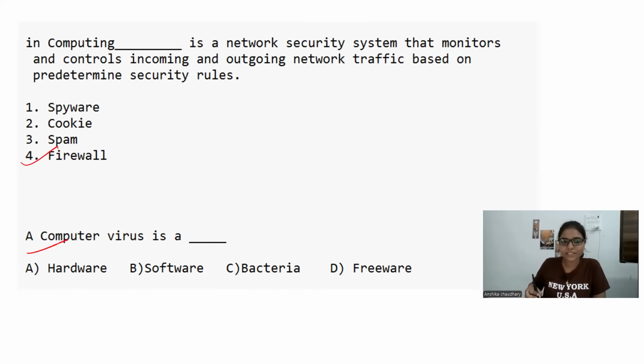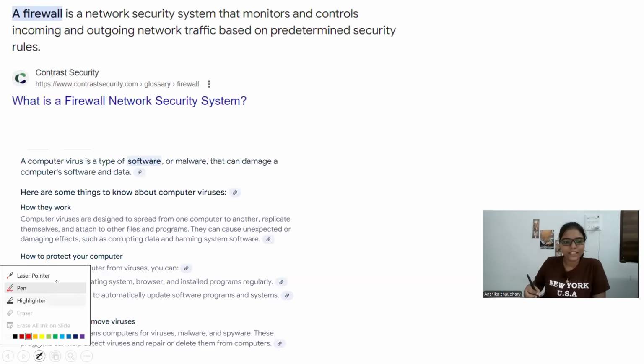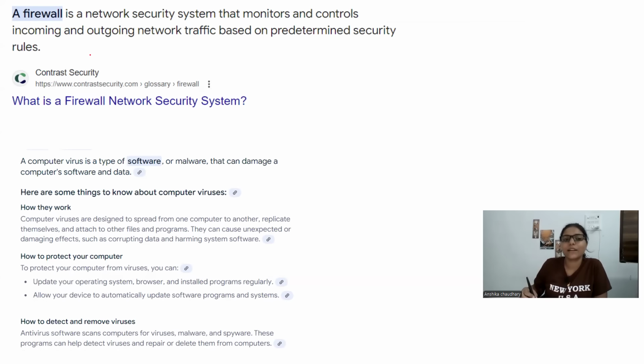A computer virus is a simple software program. Let's have a look at the explanation: a firewall is a network security system that monitors and controls incoming and outgoing network traffic based on predetermined security rules. All right. So a computer virus is a software or malware that can damage computer software and data. All right, you can have a look.